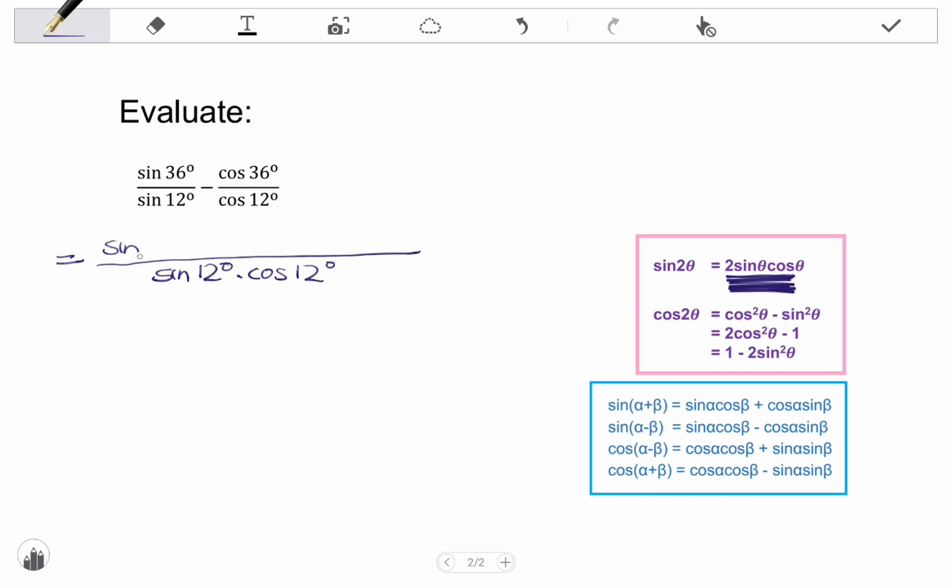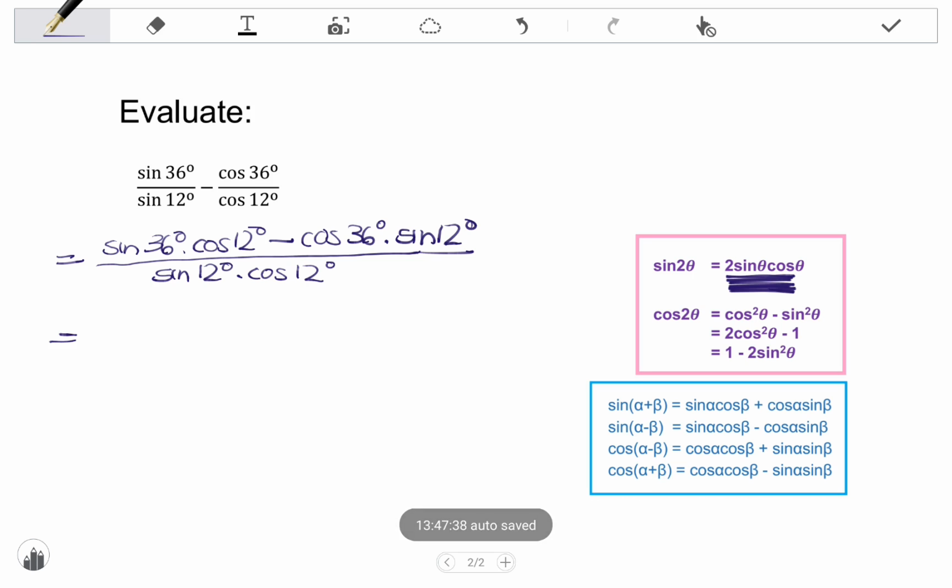So I have sine 36 degrees times cos 12 degrees minus, to get the second denominator to the lowest common denominator, I had to multiply by sine 12 degrees. So I'm going to do the same to the numerator. So I have cos 36 degrees times sine of 12 degrees. Okay, so if I now look at the numerator, it is sine 36 degrees times cos 12 degrees minus cos 36 degrees times sine 12 degrees.